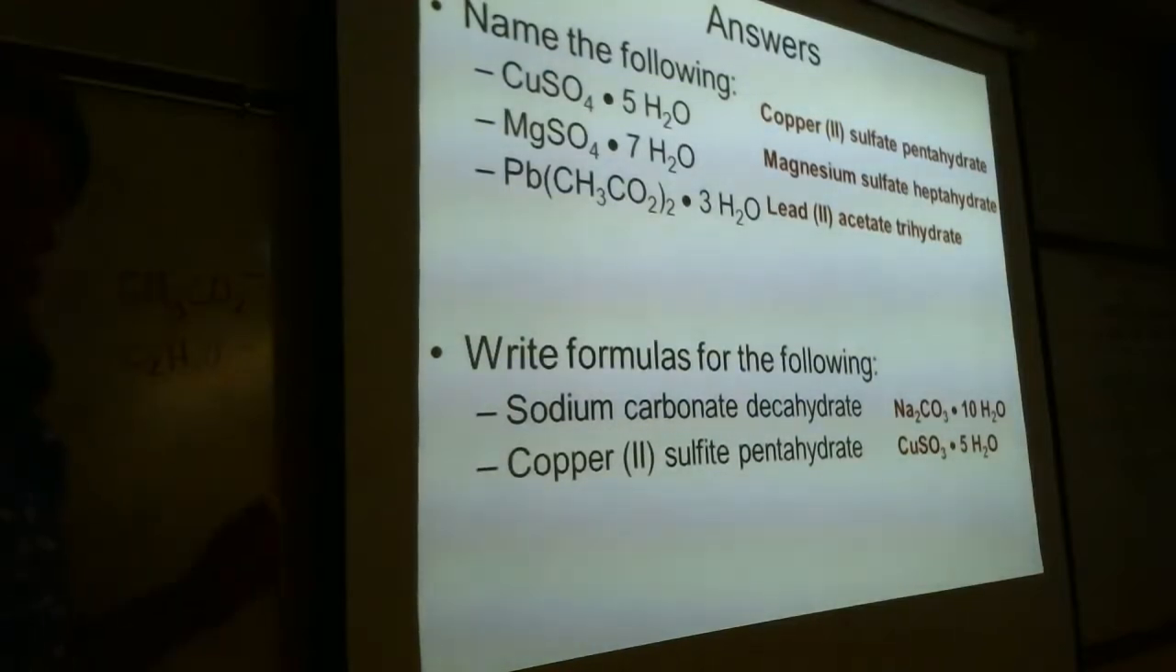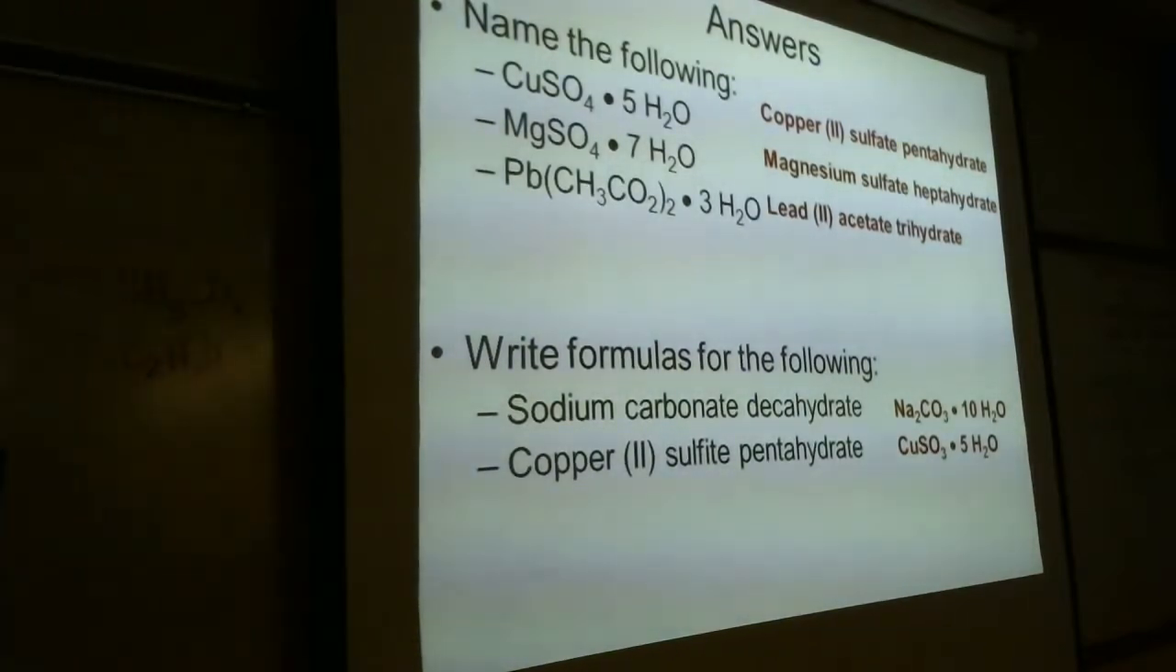Why do we need the 2 after lead? Lead's not in the transition metals on the periodic table. It's one of the exceptions, right? All right, going the other way around, sodium carbonate, Na2CO3, deca means 10, excuse me.